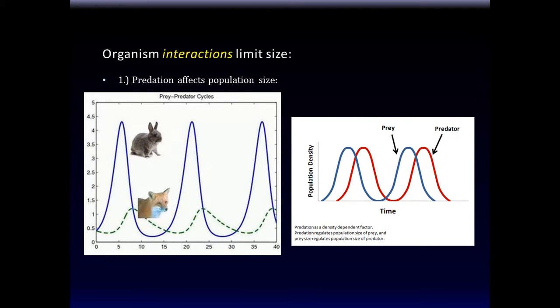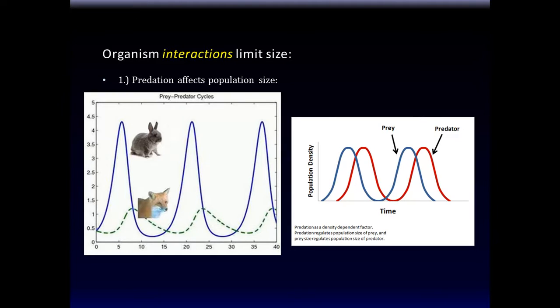Now, we have spoken of this briefly before. Organism interactions also limit population size. This is competition and predation, which levels the population off. Previously, we gave the example of the moose and the wolf. I think here is a very similar example of a rabbit and a fox.